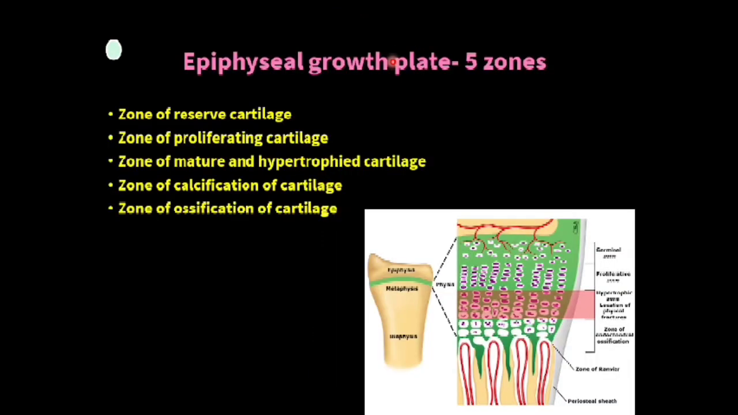The epiphyseal growth plate has got 5 zones. They are zone of reserve cartilage, zone of proliferating cartilage, zone of mature and hypertrophied cartilage, zone of calcification of cartilage, and zone of ossification of cartilage.